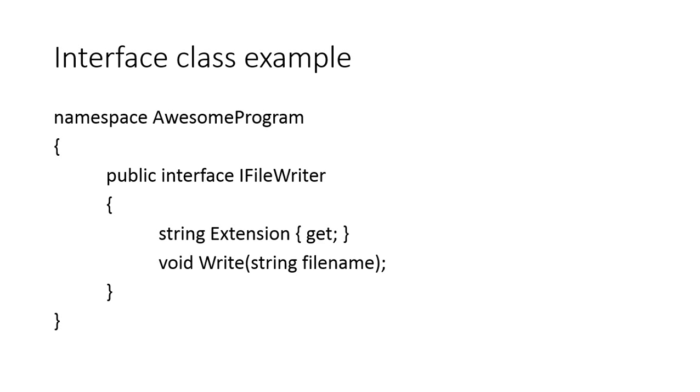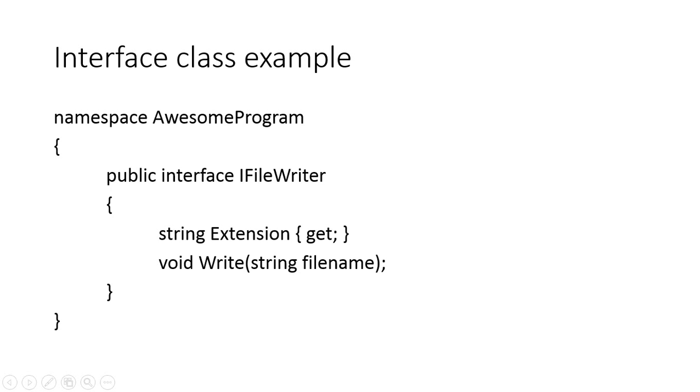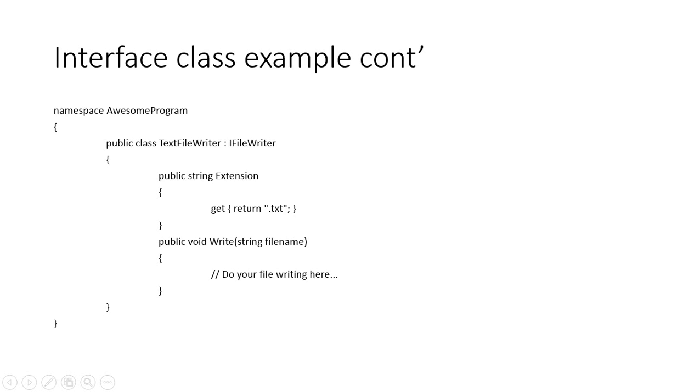That just gets the extension. The get essentially just returns the extension variable, which is a string, and then you have a write, so this entire class cannot be instantiated. However, you can create a text file writer that writes out the .txt file. So public string extension now, inside of its get function, returns .txt instead of returning nothing, like it does in this case.